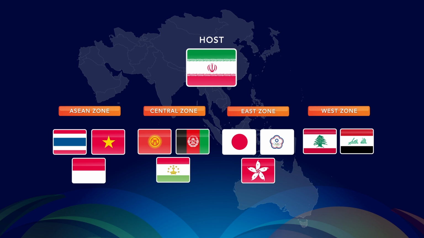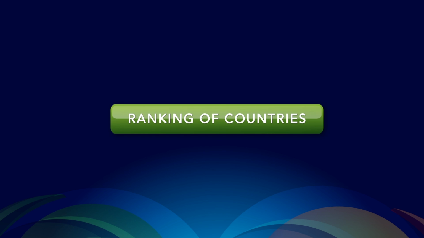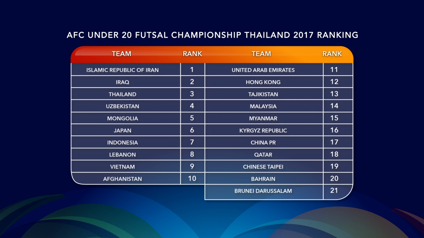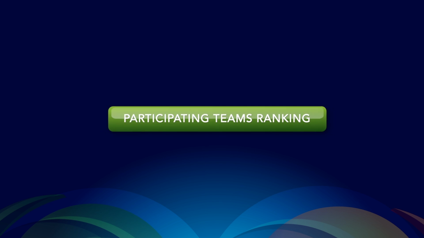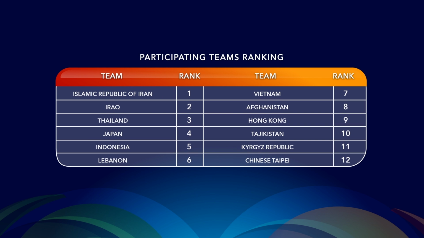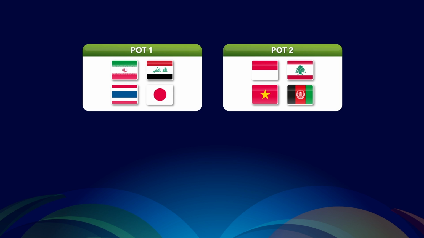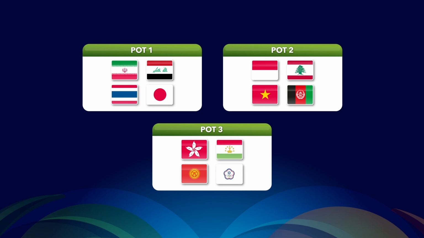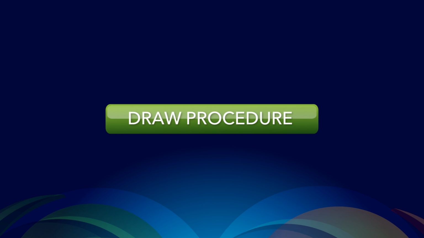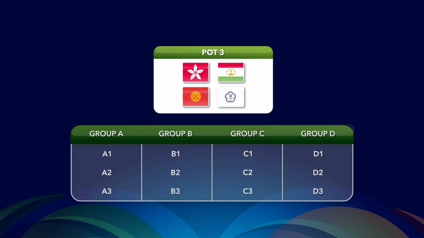The following 12 member associations have qualified for the AFC Under-20 Futsal Championship Islamic Republic of Iran 2019 by respective zones. Ranking of countries. The following ranking is based on AFC Under-20 Futsal Championship Thailand 2017. Participating teams ranking. Seeding. Teams seeded 1 to 4 will be placed in Pot 1, 5 to 8 in Pot 2, and 9 to 12 in Pot 3. Following is the final seeding and the pot allocation. Draw procedure. Balls will be drawn from Pot 3. First ball drawn will occupy position A3. Second to 4th balls drawn will occupy positions B3 to D3 respectively.